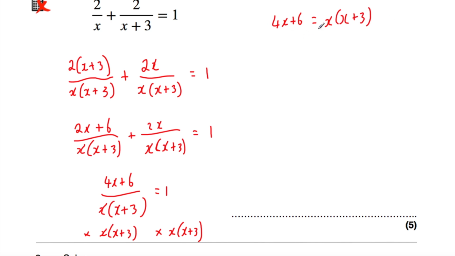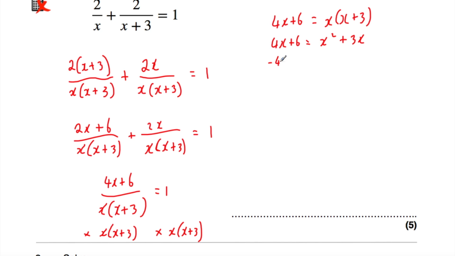Okay, now we want to solve this equation, so let's expand the brackets. So we've got 4x + 6 equals x times x is x squared, and then x times 3 would be plus 3x, just expanding the brackets. Okay, so we've now got to this stage. Now, this is a quadratic equation. So we want the quadratic to equal 0. So we've got the x squared being positive on the right-hand side here. So let's get rid of this 4x + 6 on the left-hand side to leave us 0 here.